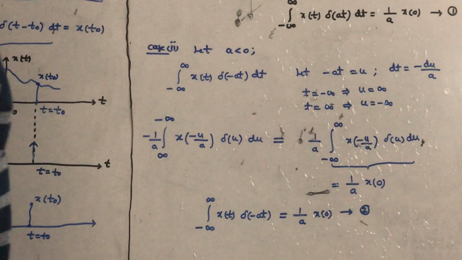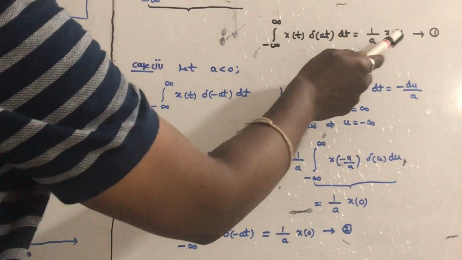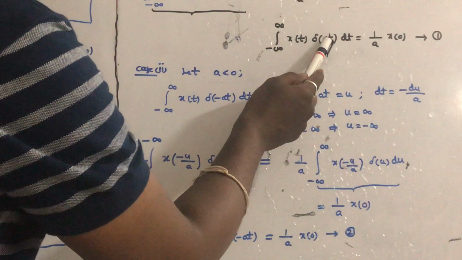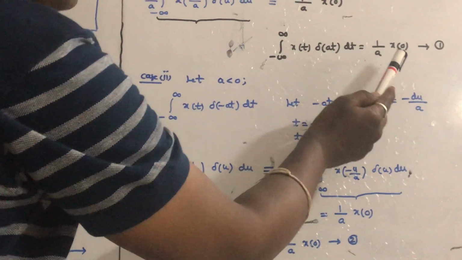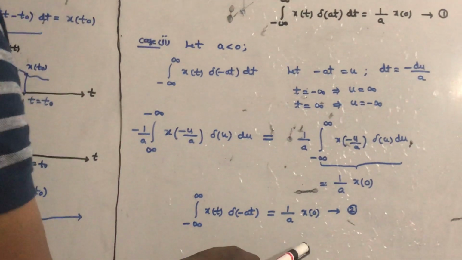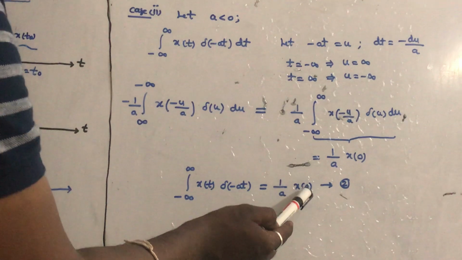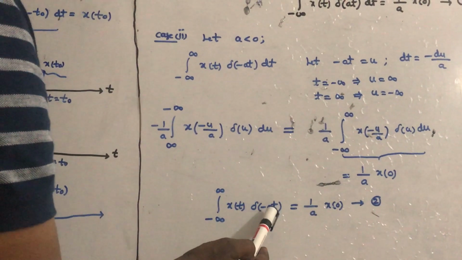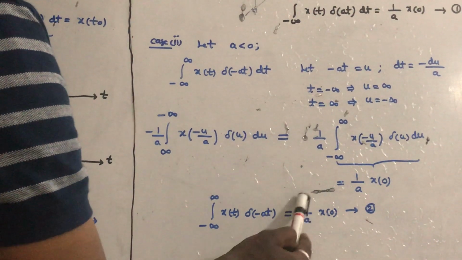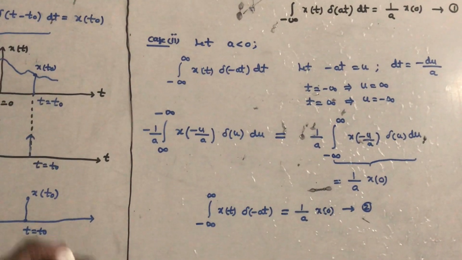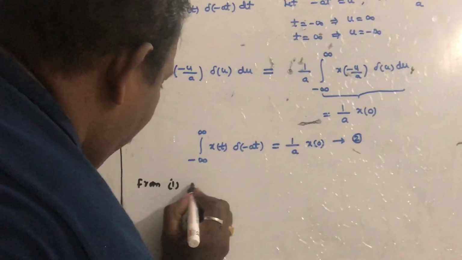From 1 and 2, you can observe that x of t into del of at, a will come outside and the answer for this function is x of 0. Similarly under case 2, if it is del of minus at, still 1 by a comes outside and x of 0. If a or minus a is there, only we get positive a here. So that's why from case 1 and case 2 we finally make the judgment.